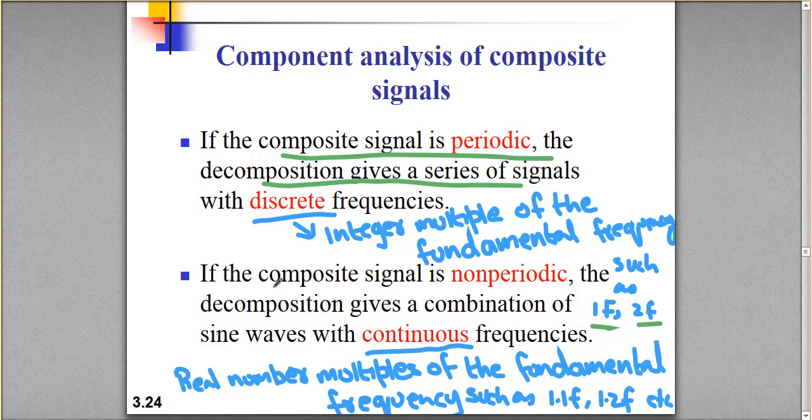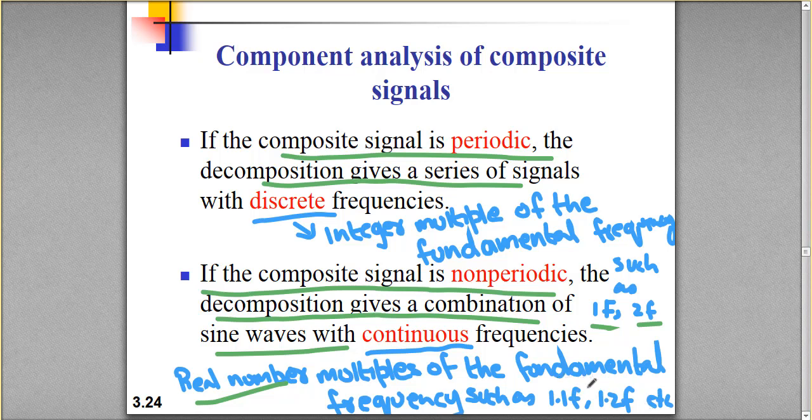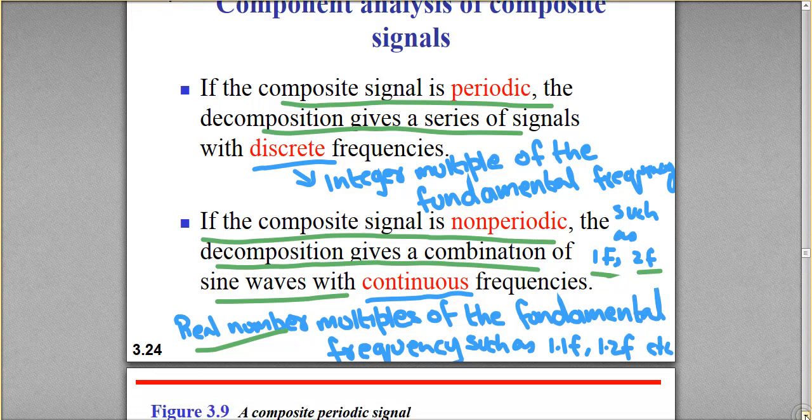On the other hand, if the composite signal is non-periodic, then its decomposition will give us a series of sine waves with continuous frequencies. Now, what do we mean by continuous frequencies? Frequencies that are real number multiples of the fundamental frequency, such as 1f, 1.1f, 1.2f, etc. Such frequencies are called continuous frequencies. So, if the composite signal is non-periodic, then its decomposition will give us a combination of sine waves with continuous frequencies. I hope this concept of continuous and discrete frequencies is now clear to you.